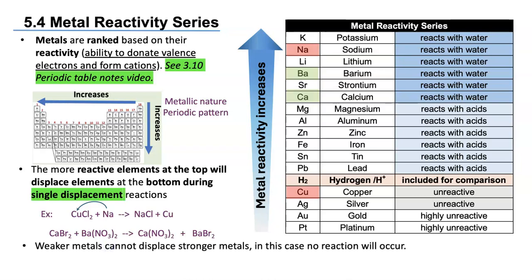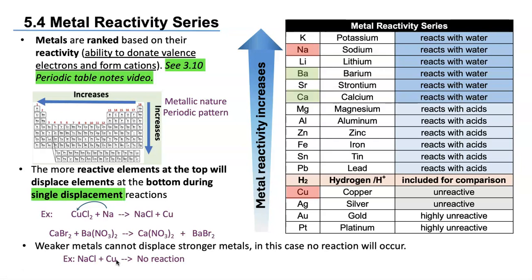So remember, weaker metals cannot displace stronger metals. So if such a situation happens, you will not see any reaction. I reverse this reaction: sodium chloride and copper. Sodium is way above copper, as you can see. And when sodium is married to someone, copper cannot kick it out and you will not get a reaction.